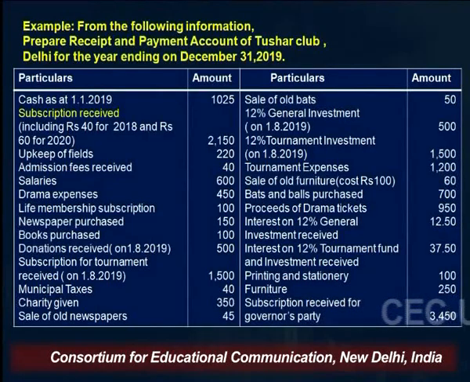So in this information, the first item given here is the opening balance of cash, that is on 1st January 2019. Any balance which is given in the beginning of the year is known as an opening balance. The opening balance of cash is given as 1025. While preparing the receipt and payment account, the opening balance of cash is shown on the debit side, on the receipt side of the account.